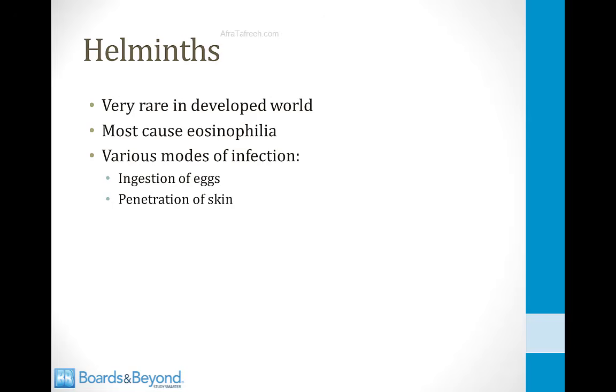So first, let's review a couple general principles. Helminth infections are very rare in the developed world. They almost always cause eosinophilia. So if they present you with a board question, and the number of eosinophils in the peripheral blood are elevated, one of the things you should think about is a worm infection. And there are various modes of infection, but two of the common modes are to either ingest the eggs or to have the worm or the larvae penetrate the skin.